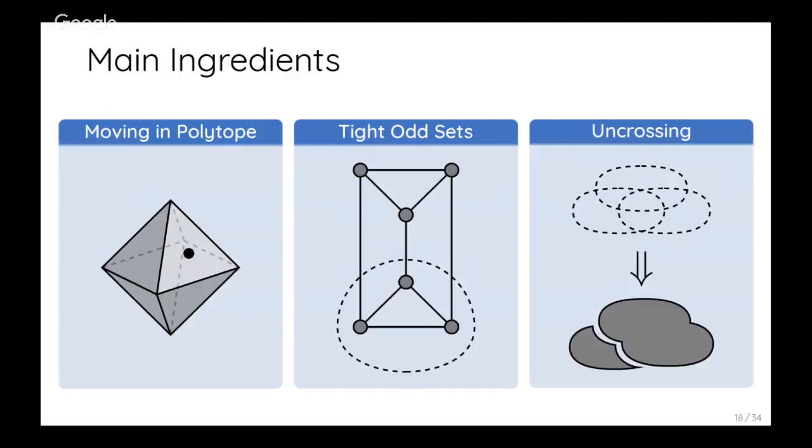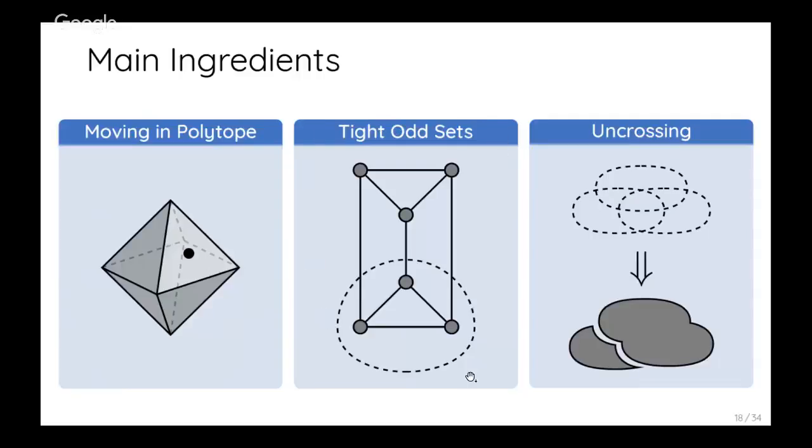Okay. So here are the three main ingredients that our algorithm uses. So the first ingredient is about moving inside the polytope. So before, in the bipartite case, we were doing this by moving along each cycle in parallel. I'll show you that in the non-bipartite case, you can't do that that naively anymore. You have to be more careful and more clever.